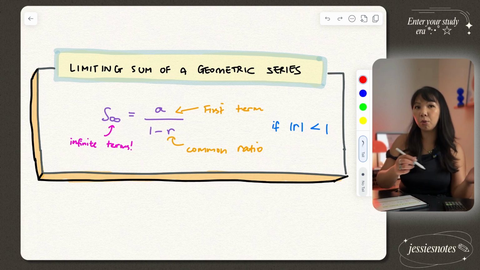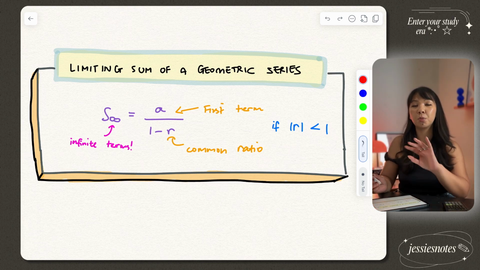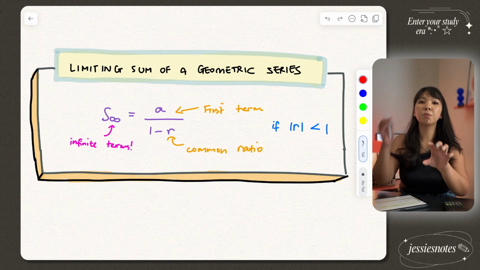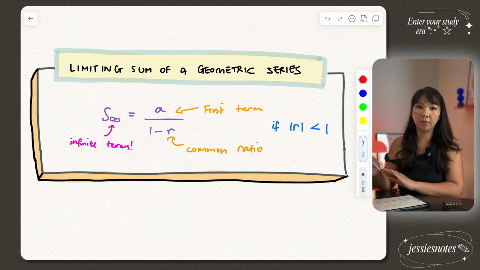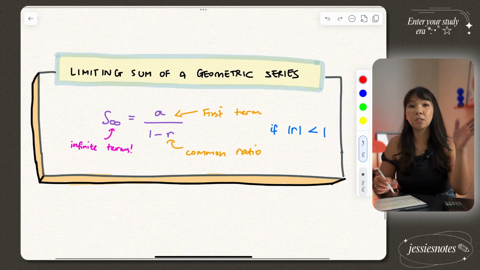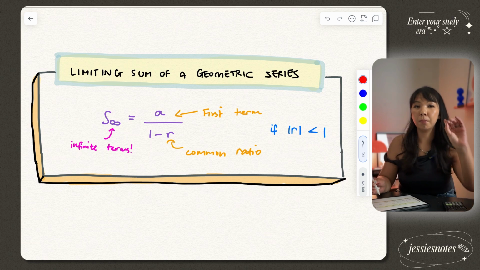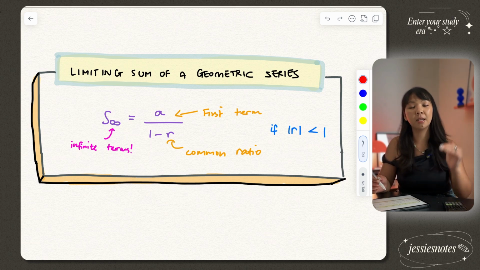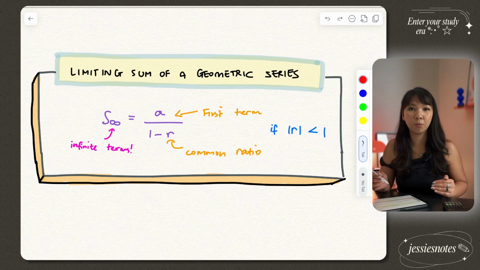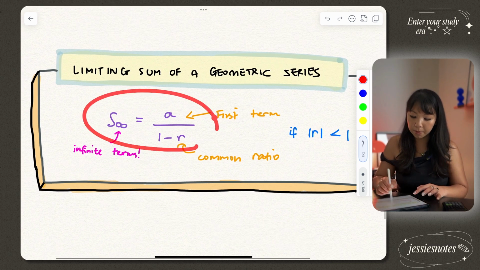Now, it's important to note that limiting sums only occur for geometric progressions, because when you have a geometric progression, you're just making the number smaller and smaller every time. It's like moving towards 0, I should say, because if you have an AP, if you minus it, you're going to keep minusing it, but it's going to become negative infinity, which is not a limiting sum. So we can say the limiting sum formula is given by this one over here.